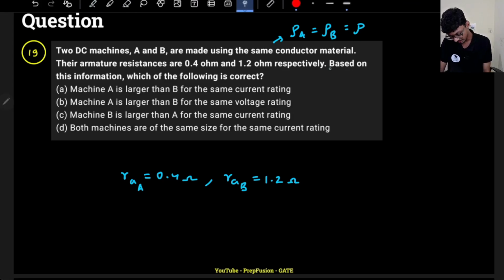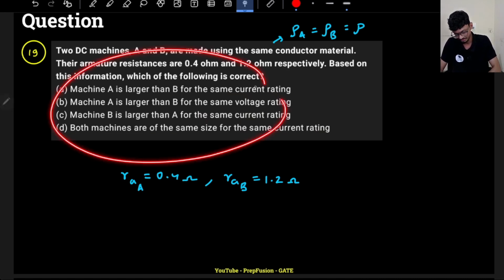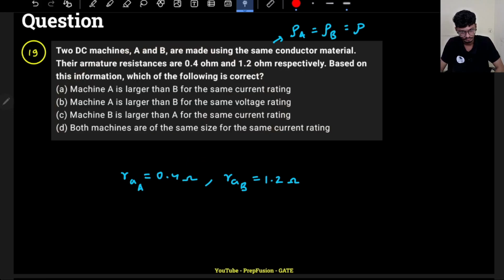Now, based on this information, which of the following is correct? Machine A is larger than machine B for the same voltage rating, same current rating. Both machines are of the same size. So many things are there. How do I understand the size of a machine with all this?